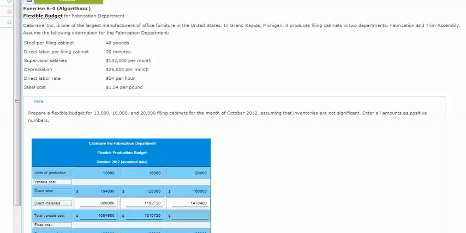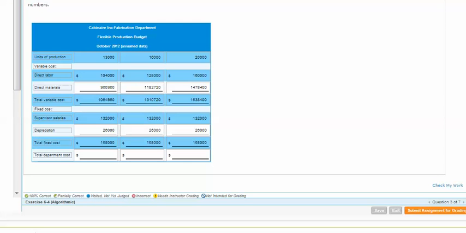And the last one is for 20,000. I'm going to take 160,000. That's my direct labor, plus my material cost of 1,478,400. That equals 1,638,400. So that gives me my total variable cost.